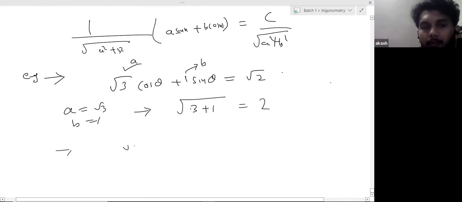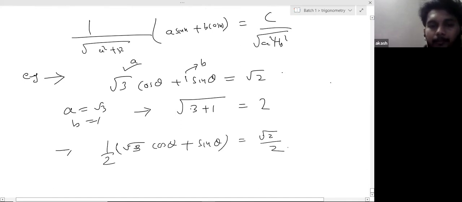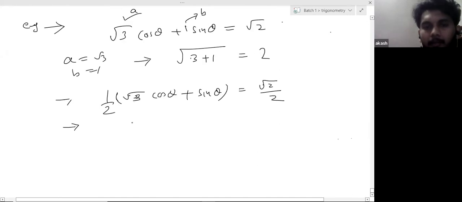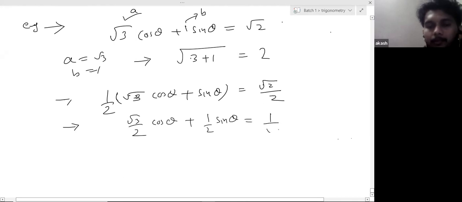What we can do is 1 upon 2 into root 3 cos theta plus sine theta is equal to root 2 by 2. So this we can write: root 3 by 2 cos theta plus 1 by 2 sine theta is equal to root 2 by 2, which is 1 upon root 2, right?